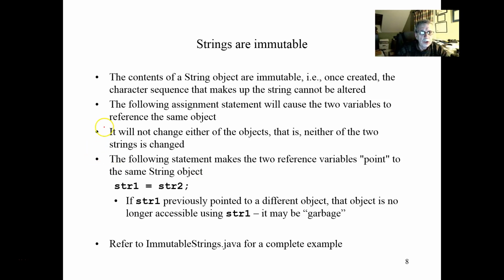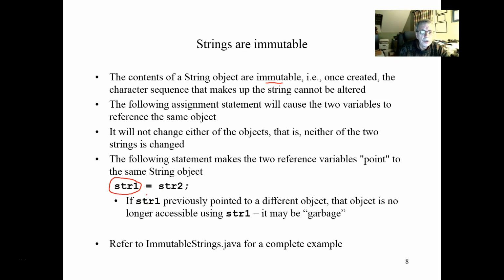Okay, and the explanation is given here. The contents of a string object is said to be immutable. We cannot change it. So once the string object has been brought into existence, the actual object itself, its value cannot be altered. So the following assignment statement actually doesn't alter an object. What it does is it alters the contents of a string reference variable and makes the two reference variables now point to the same location.